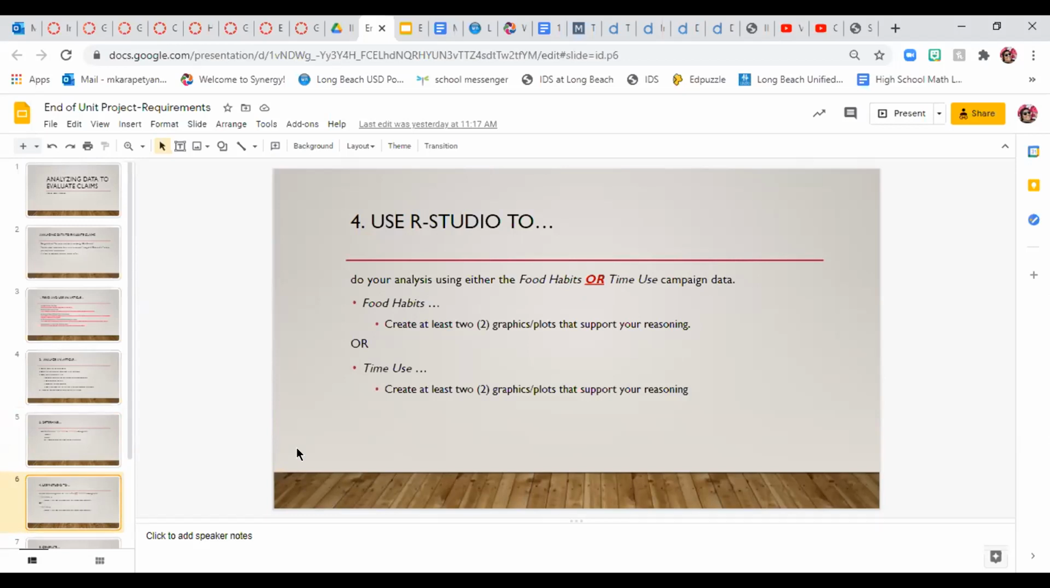And you're going to do the same thing. You're going to create at least 2 graphics or plots that support your reasoning of supporting the article, going against the article, or it doesn't really clarify one way or the other. Okay. So that's going to be our RStudio use.